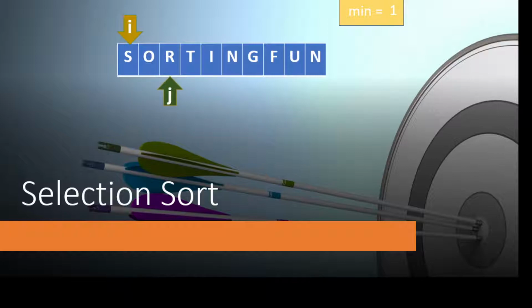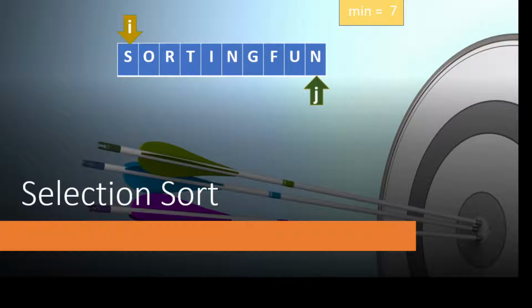And then j moves up. Is R less than O? Nope, it's not. Is T less than O? Nope. Is I less than O? Yes. Let's make the index 4. What about N? No, it's not. G is lower, so make it the index 6. And then F, yes, F is definitely lower than G now. So now the index goes to 7, 8, 9. We check all the way through.